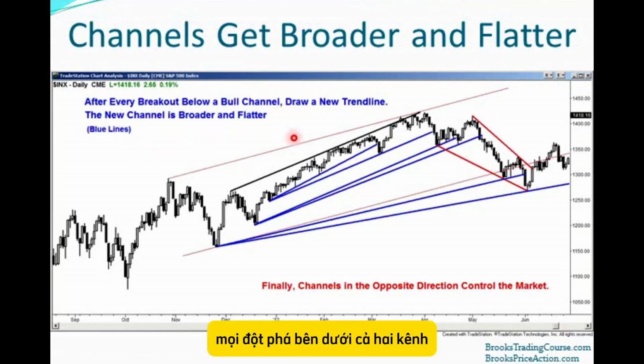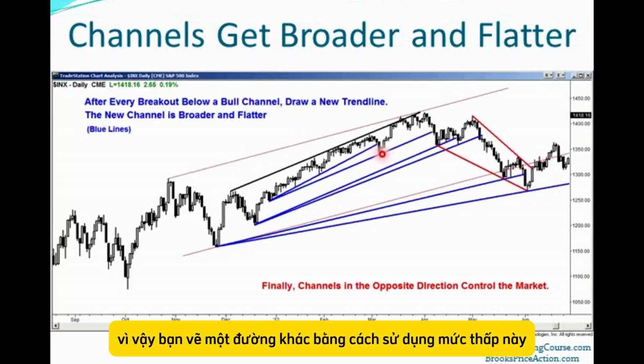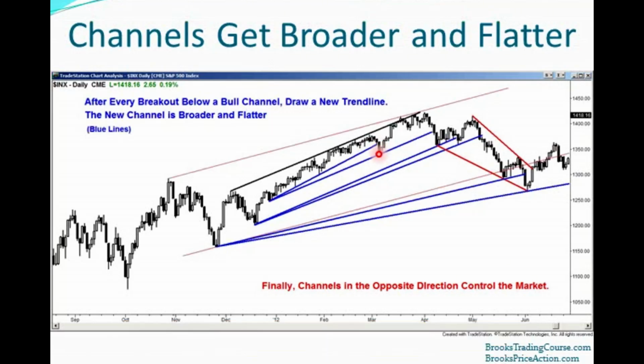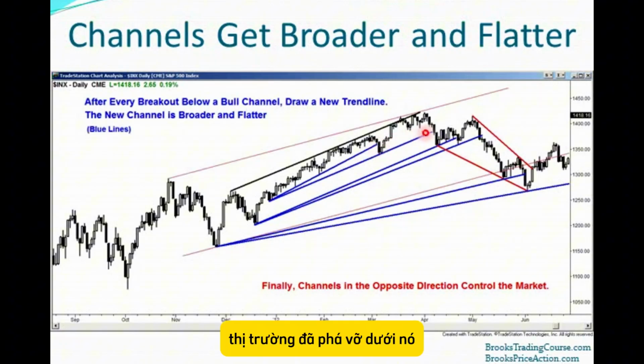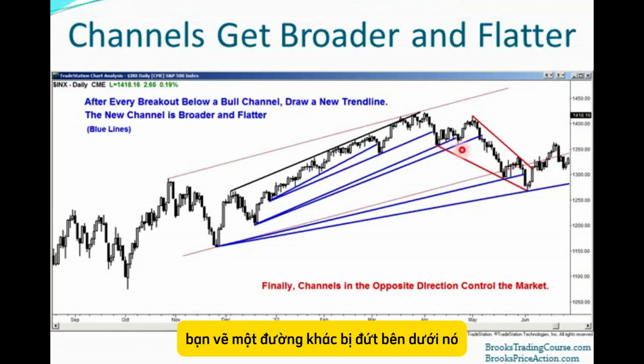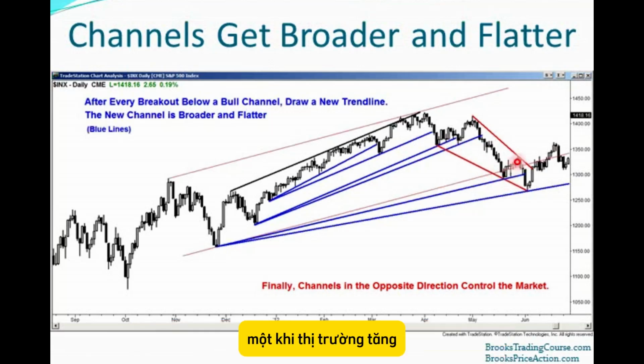Every breakout below a bull channel allows you to draw a new line. So we had this blue line here. The market broke below it and turned up. So you draw another line using this low. And what do you see about these two lines? The second line is flatter. The market broke below it, so you draw another line. It broke below it, you draw another line. Broke below it, you draw another line using the new low once the market turns up.